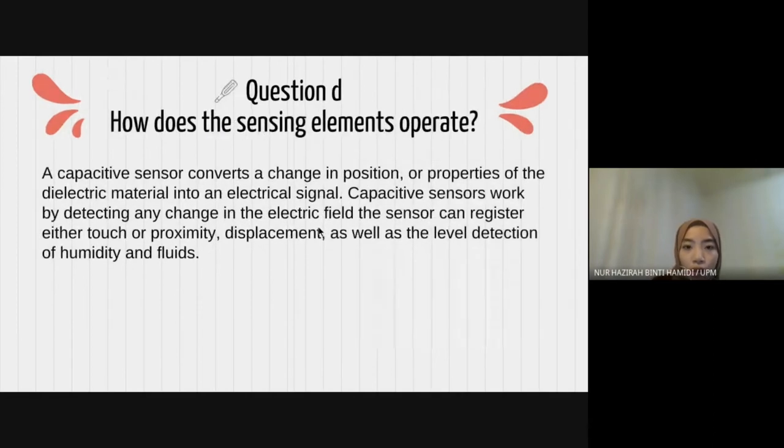So the question D is, how does the sensing element operate? A capacitive sensor converts a change in position or properties of the dielectric material into an electrical signal. Capacitive sensor works by detecting any change in the electric field. The sensor can register either touch or proximity, displacement, as well as the level detection of humidity and fluid.